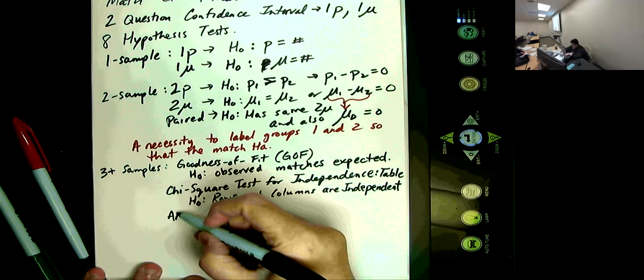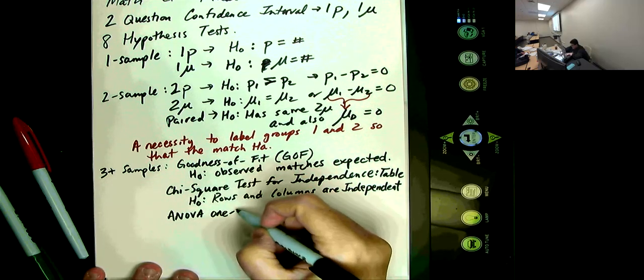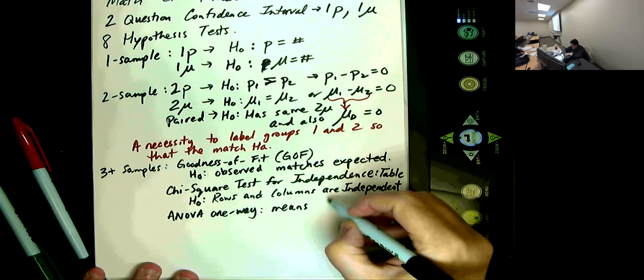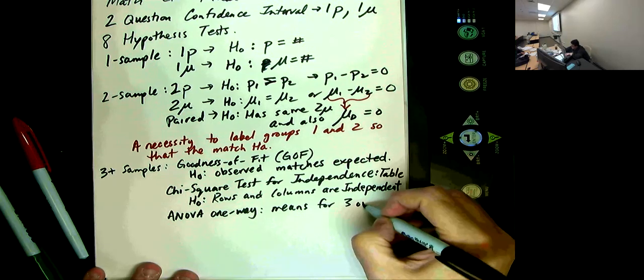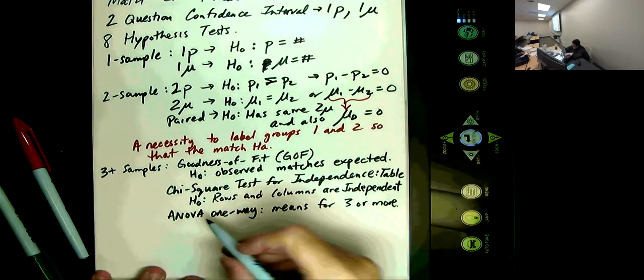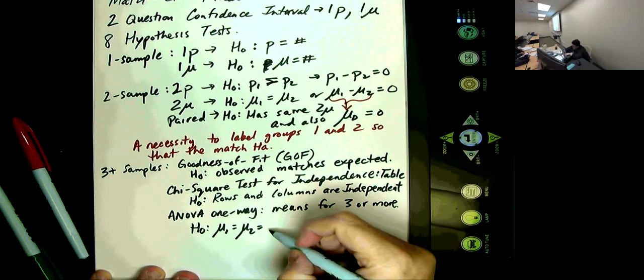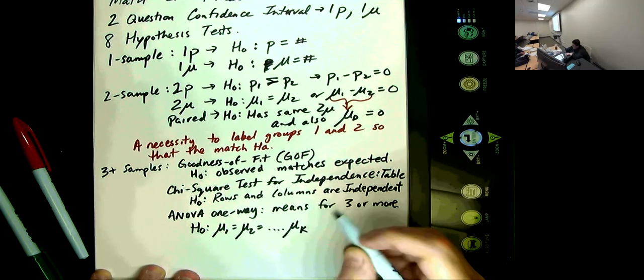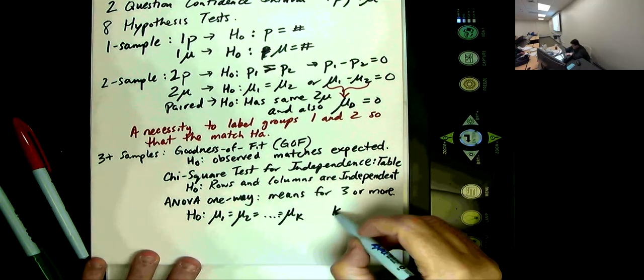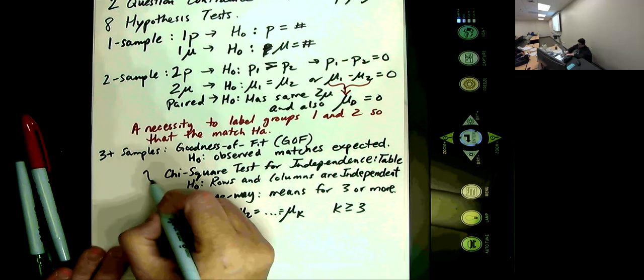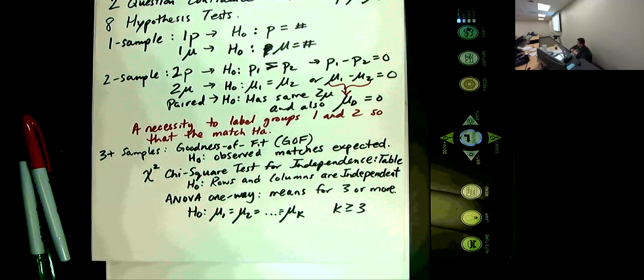Finally, we had our ANOVA one way. This was the only one with means on it. Means for 3 or more. H naught here was mu1 equals mu2 equals ... up to mu k, where k is 3 or higher. The symbol for chi-square is a cursive looking X with the 2 above it.